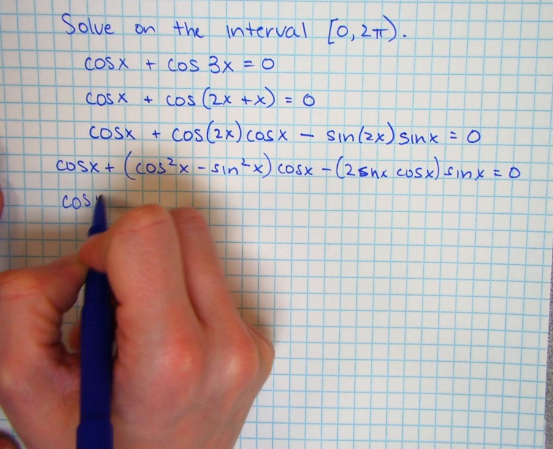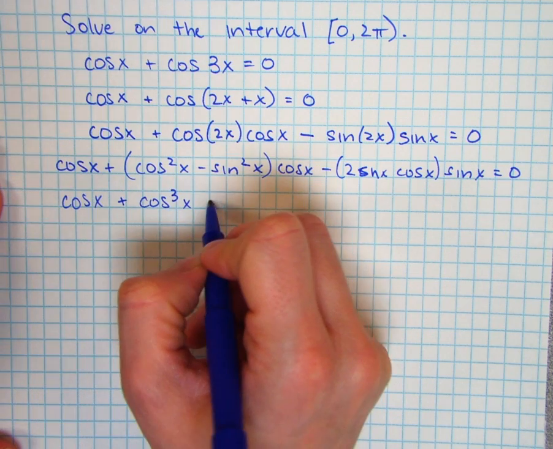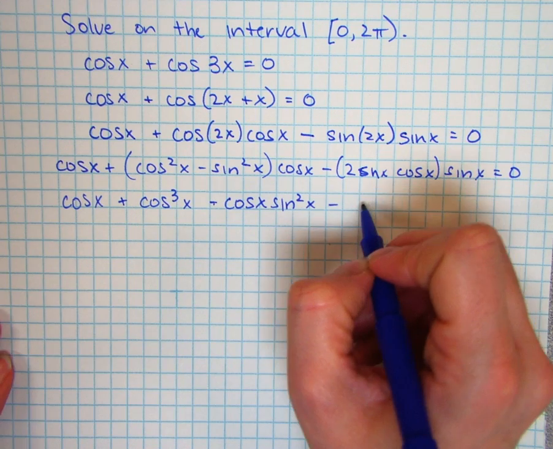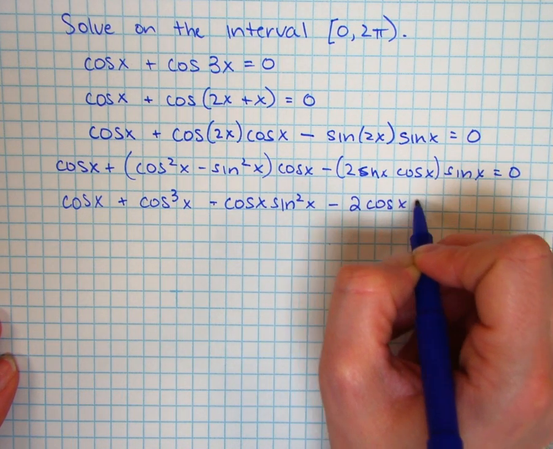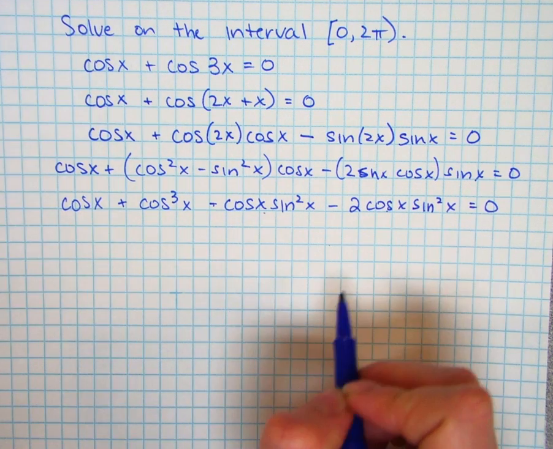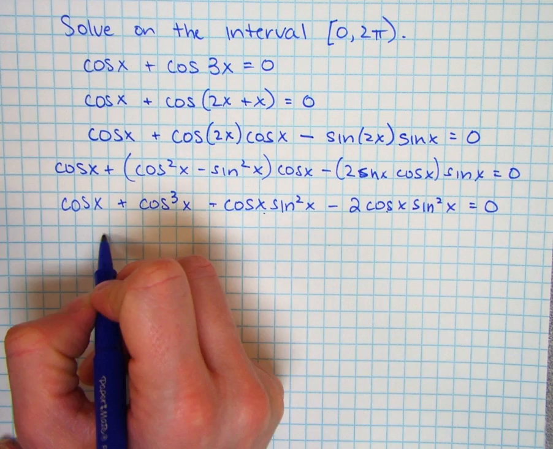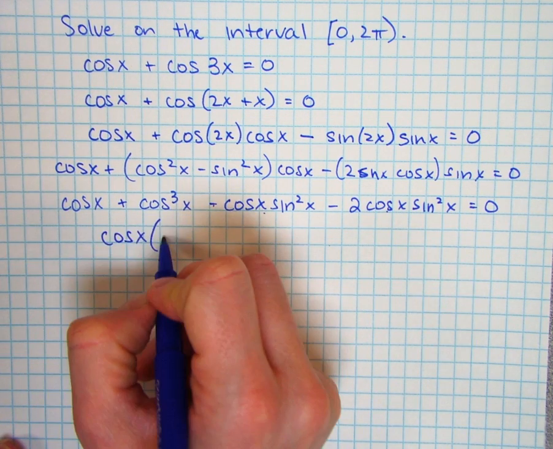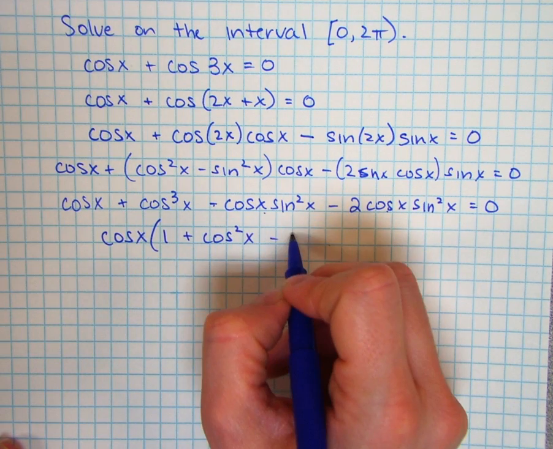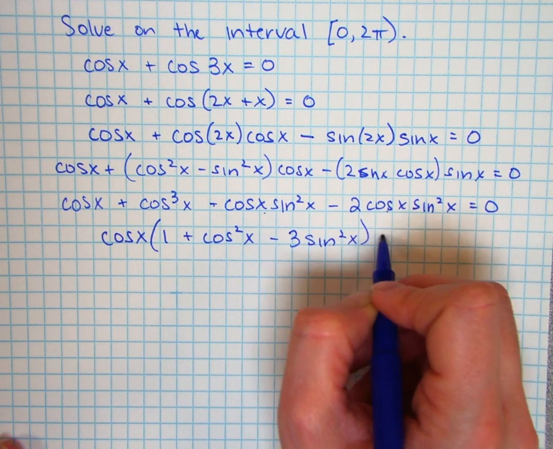Multiplying this out, we still have a cosine x in front, and then we have cosine cubed of x minus cosine x sine squared of x minus 2 cosine x sine squared of x. Notice we have two like terms here that will combine. I also have a cosine in every term, so I'll factor out that cosine, and I'm left with 1 plus cosine squared x minus 3 sine squared x.